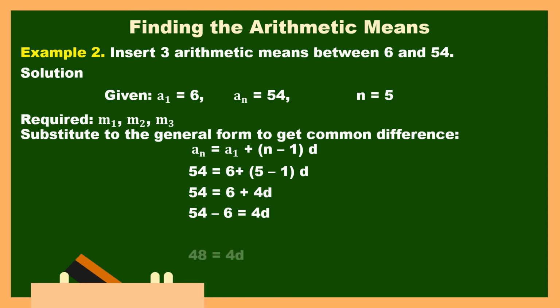Then 54 minus 6 equals 48. And now we will divide both sides by 4. So 48 divided by 4 is equal to 12. And 4d divided by 4 is equal to d. Kaya ang ating common difference ay equal to 12.